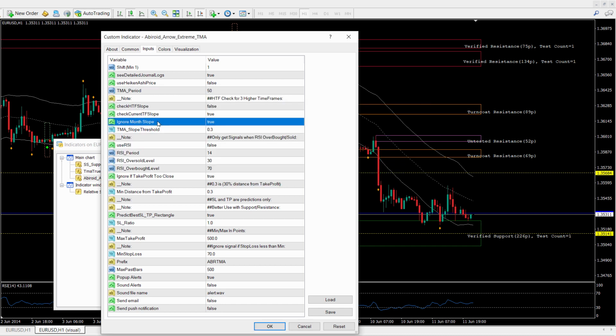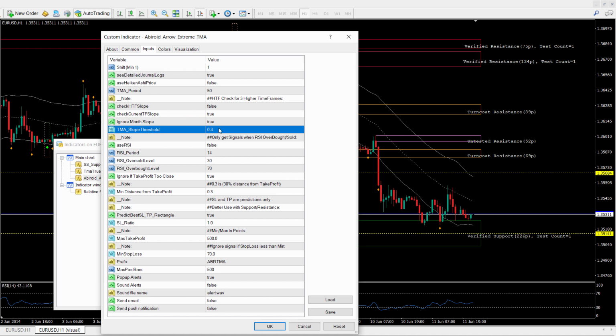Now suppose you are trading on H4, then it will show you daily, weekly and monthly slopes for those charts also. But sometimes you might want to ignore the monthly slope, so you can set this to true. And as I explained, this is the slope threshold.